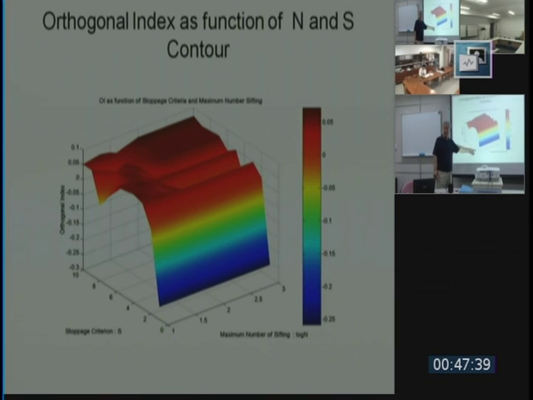This axis is the stoppage criteria. This is 0, 1, 2, 3. S number equal to 0, it's nonsense. S number equal to 1, 2, 3. S number equal to 1, you can see the first time, the zero crossing equals the extrema.